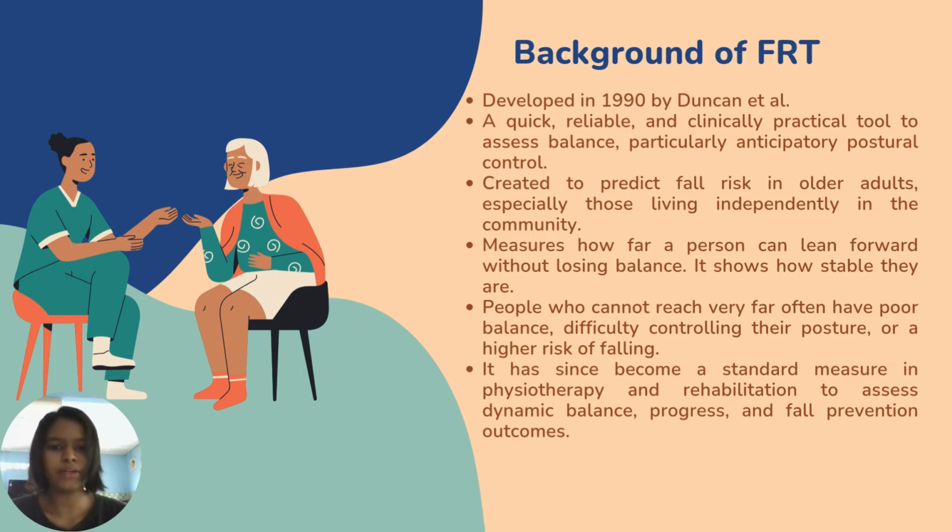Now, I will explain the background of the Functional Reach Test, or FRT. The FRT was developed in 1990 by Duncan and colleagues. It is known as a quick, reliable, and clinically practical tool that helps assess balance, especially anticipatory postural control. This test was originally created to predict fall risk in older adults, particularly those who are living independently in the community. Through this test, we can measure how far a person is able to lean forward without losing their balance. This gives us an idea of how stable they are.